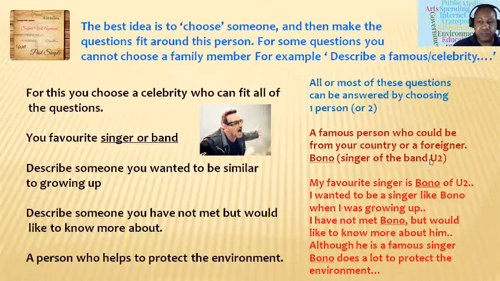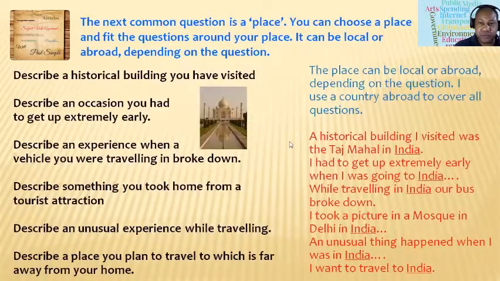Bono, singer of U2, band U2, sorry. My favorite singer is... I wanted to be a singer like... I have not met him, but I would like to know more about him. Although he is a famous singer, he does a lot to protect the environment. So all of these things answer all of these questions. So this is how you adapt. It takes a lot of practice. I'm not going to say you can do it once or twice, but it takes practice.